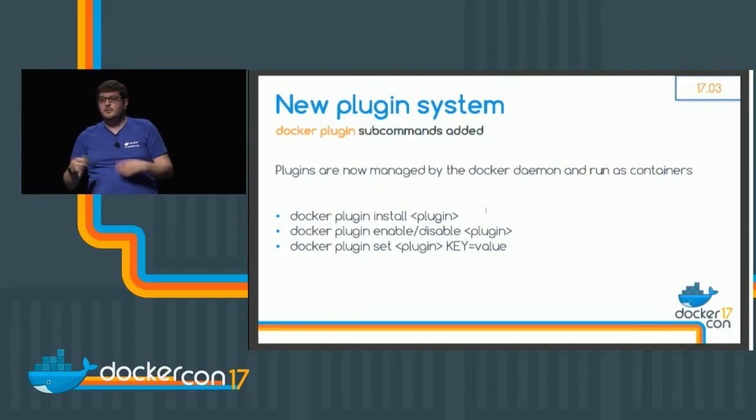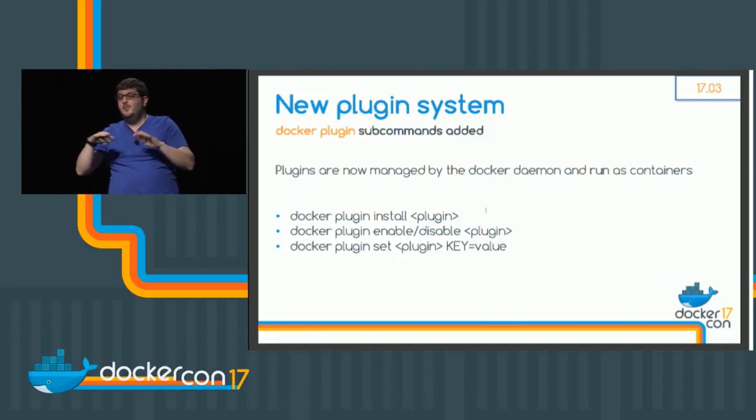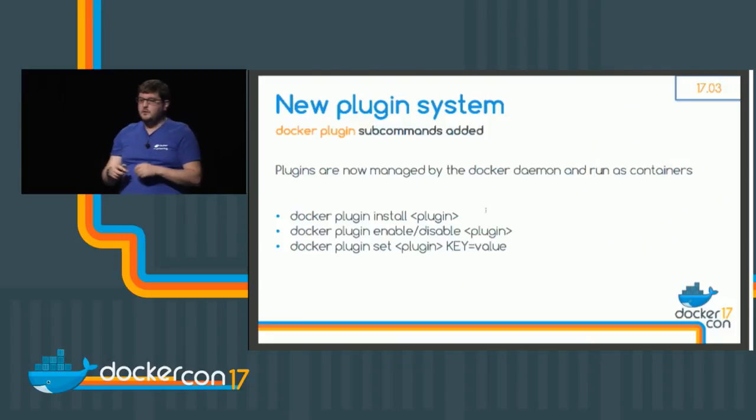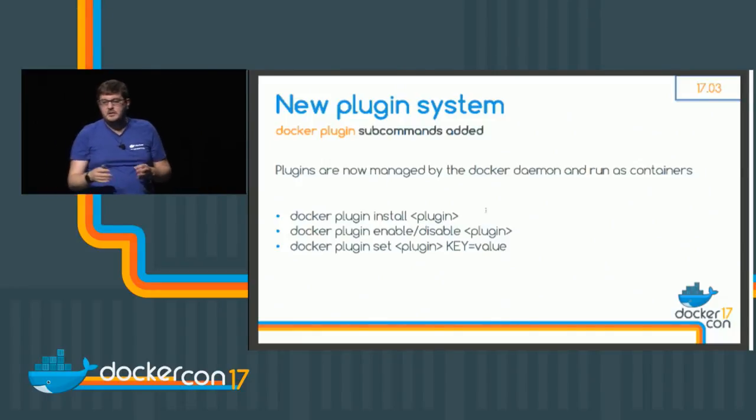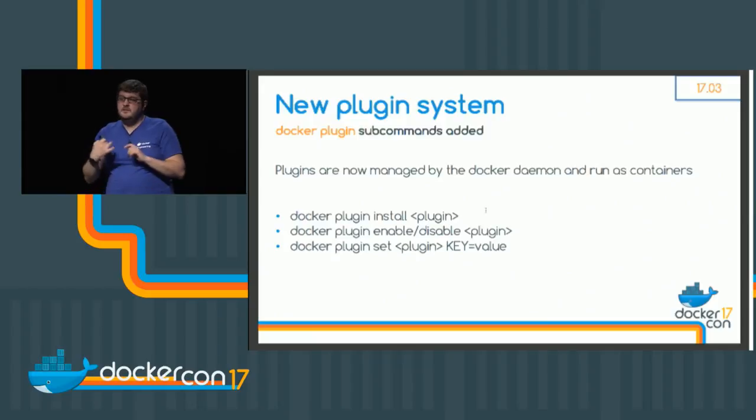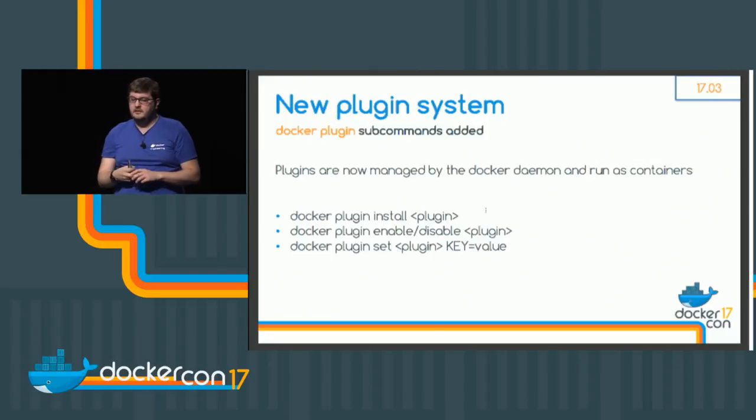So we introduced a new plugin system, and we called it the managed plugin. That's because all the plugins are actually managed by the Docker daemon, and they run as containers. And so they're quite easy to use. You can do, for example, a docker plugin install, and you give the plugin name, and it's going to pull it from the hub or from the store or even from a private registry. It's the same mechanism as images. And so that's really easy to install. Then you can enable or disable your plugin with some commands. And here I just put an example with a plugin set. You can specify, for example, an environment variable, or if you want to change the mount inside the plugin, you can do so with a plugin set.